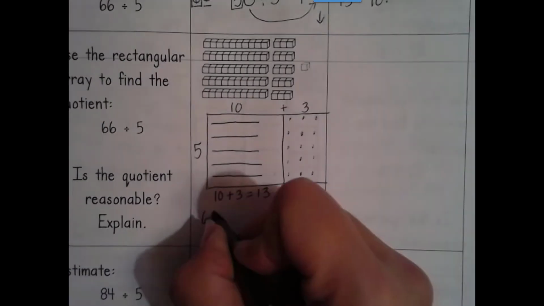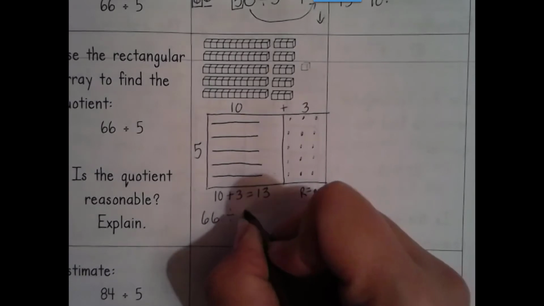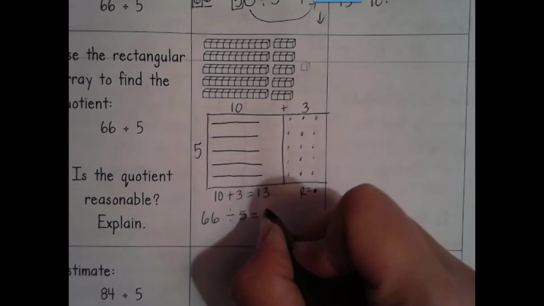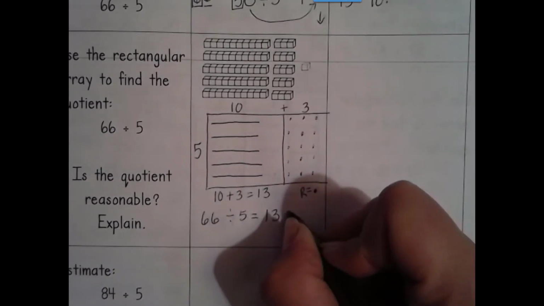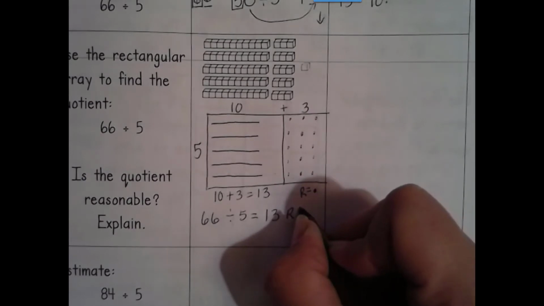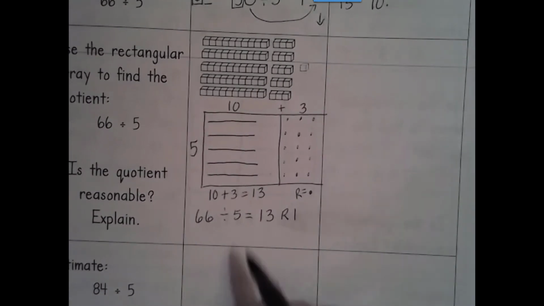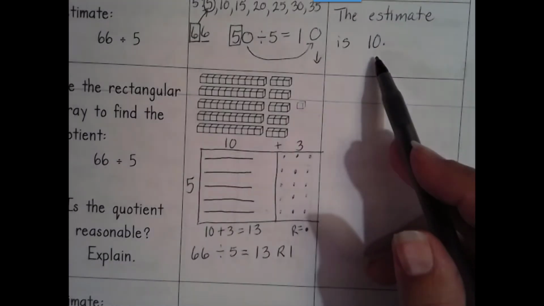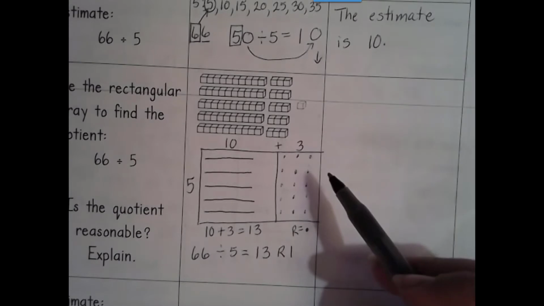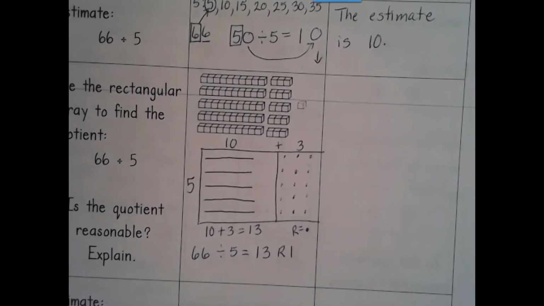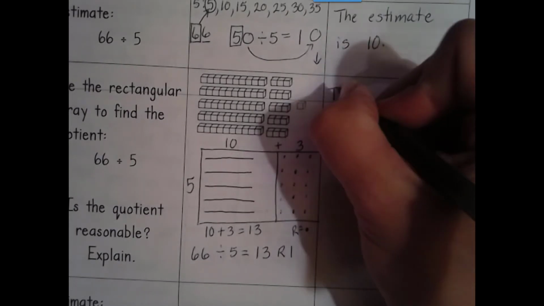So 66 divided into 5 groups will give me 13 in each group, but at the end I will have 1 left over. Is 13 close to 10? Yes, and I knew 10 would be low, so this is reasonable.